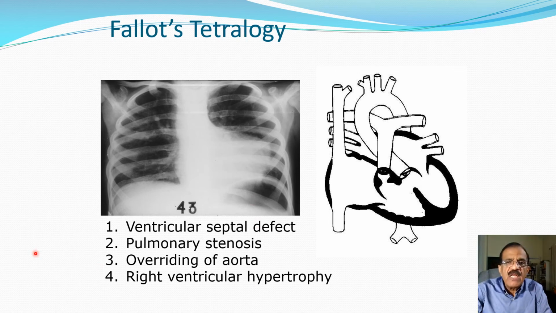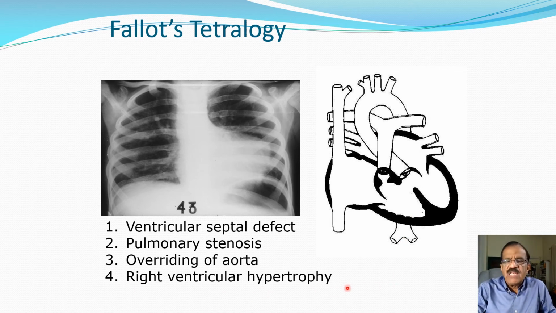Then overriding of aorta. That means normally the aorta drains the left ventricle, but since the aorta is displaced forward, it would be draining both the left ventricle as well as the right ventricle. You can appreciate this ventricular septal defect in the Fallot's tetralogy. You can appreciate the infundibular stenosis of the pulmonary artery, and you can also appreciate this overriding of aorta. When the left ventricle and right ventricle both contract, both chambers will throw blood into the aorta rather than the pulmonary circulation. That is how there is a right to left shunt.